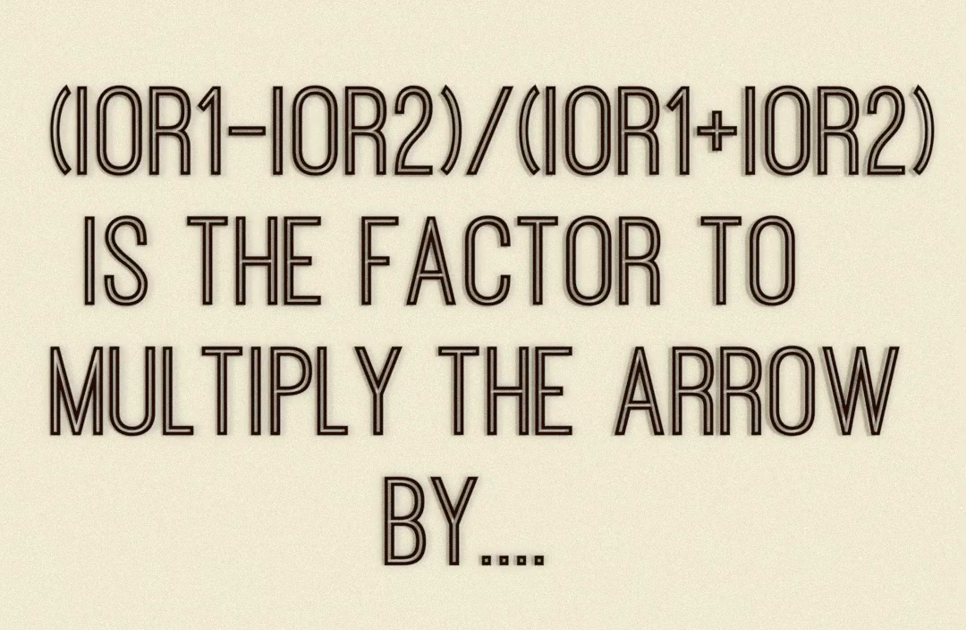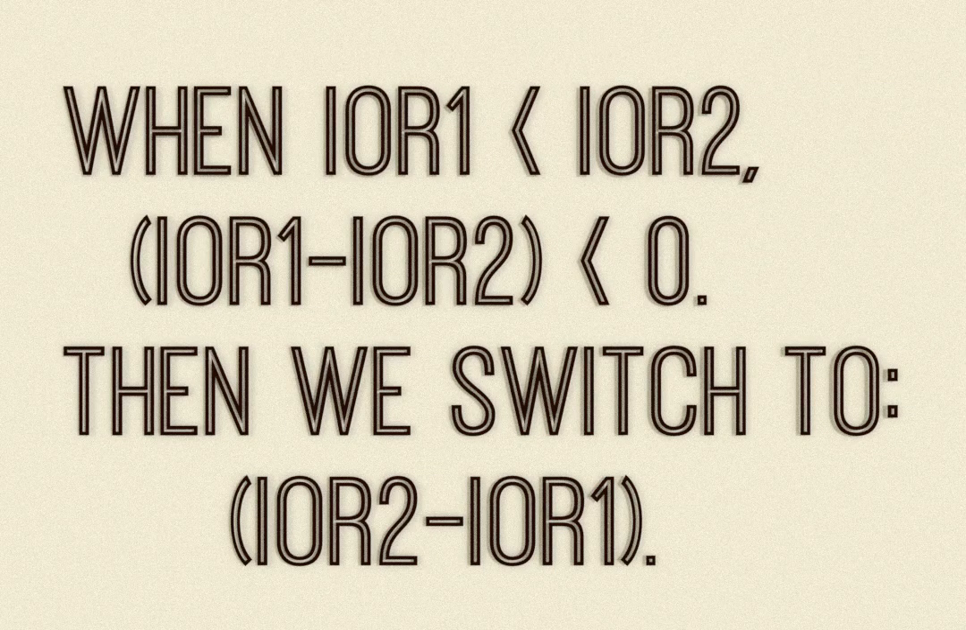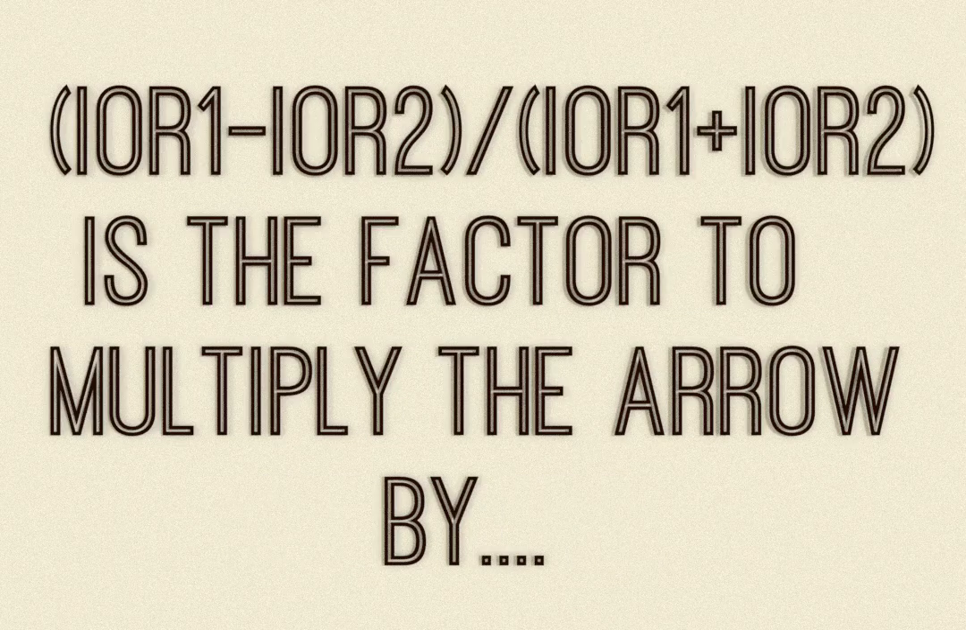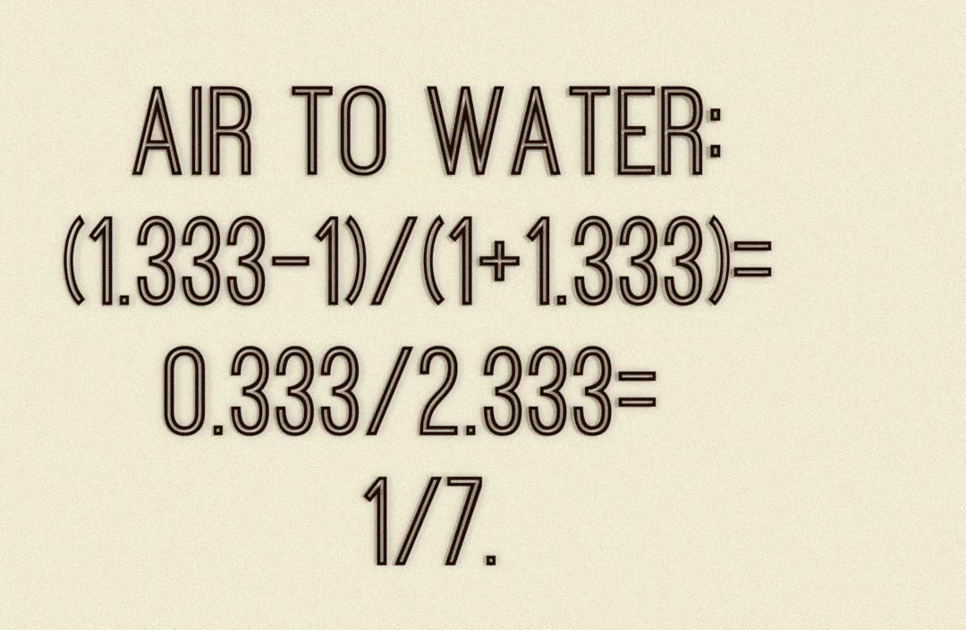If a photon reflects off a front surface, like from air to water for instance, we must rotate its arrow 180 degrees and shrink it by a factor, depending on the IORs. In the case above, where we go from air to water, we will have to divide its length by 7.